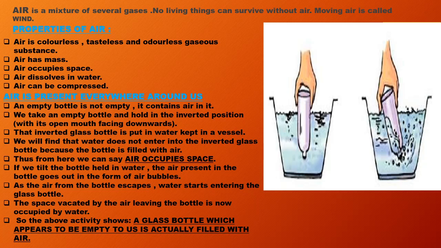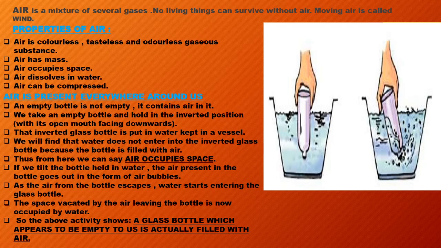So first we take an empty bottle, and then we hold it in the inverted position. That means with its open mouth facing downward, as you can see in the picture, as you can see in the book also. That inverted glass bottle is put in water kept in a vessel. We will find that water does not enter into the inverted glass bottle because the bottle is filled with air. So that means the bottle is empty, by our vision, it is empty.